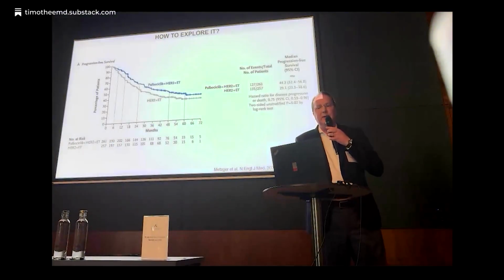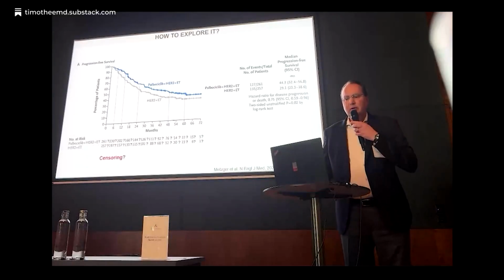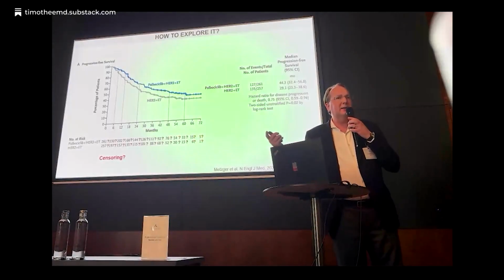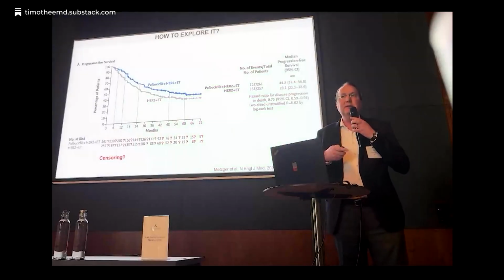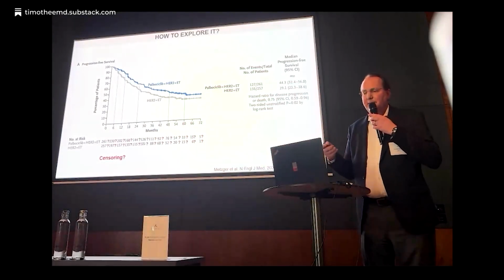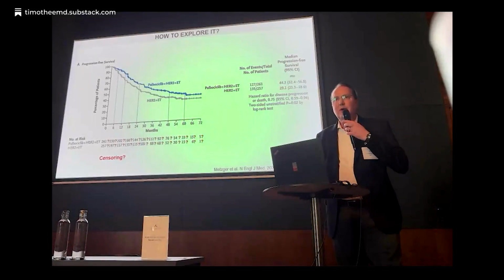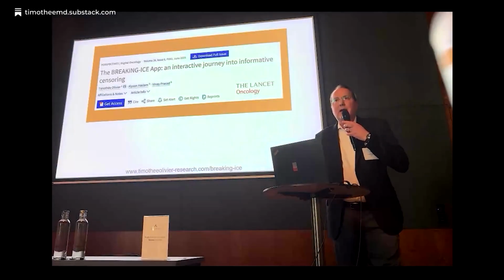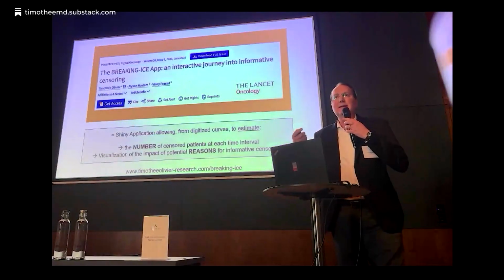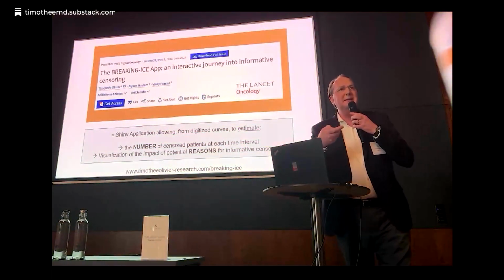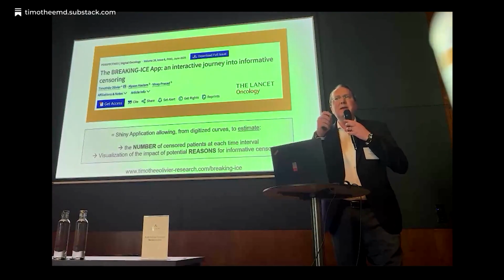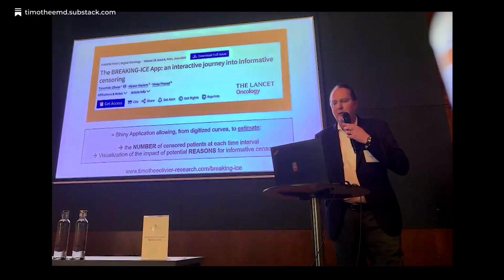So now how to explore it? Ideally, you would have censoring numbers reported in the reports. The Lancet group is doing it systematically, and New England, it's not systematic. But there is a way to get those number estimates, even if you don't have them. And this is where I will introduce you to this application that I've developed with my colleagues, the Breaking Ice application, where you can digitize the curve, and then you will have estimates of the censoring numbers, and then you can also do some sensitivity analysis on them. And you will see that with very little assumption, you can modify your outcome.